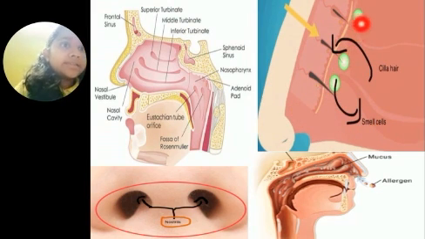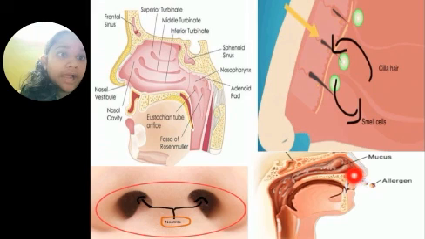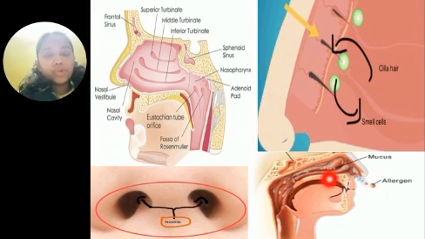Smell cells. These green things are known as the smell cells. This sticky fluid is known as the mucus, and the allergen or the foreign body entering from here gets trapped in the mucus.